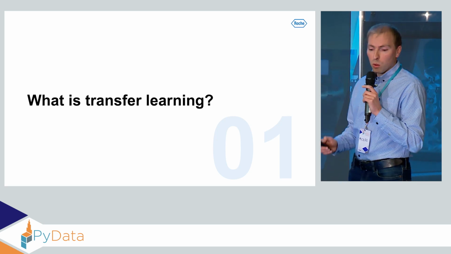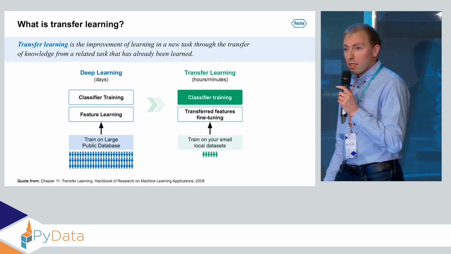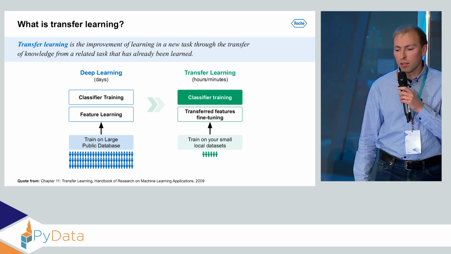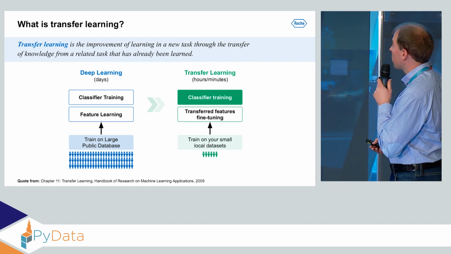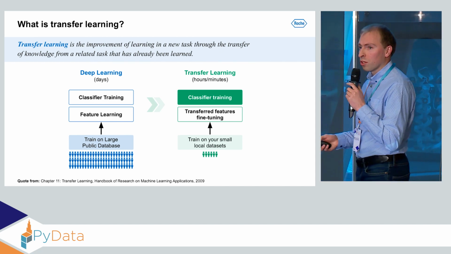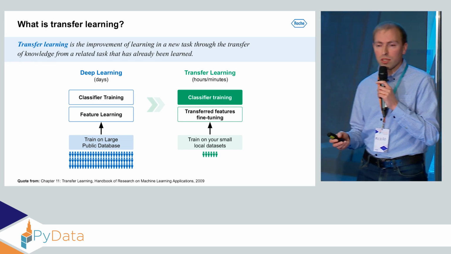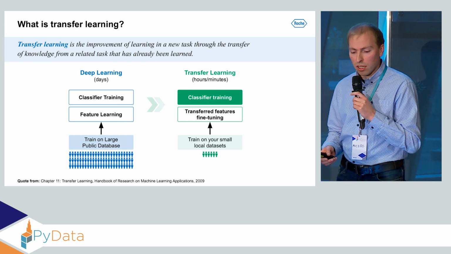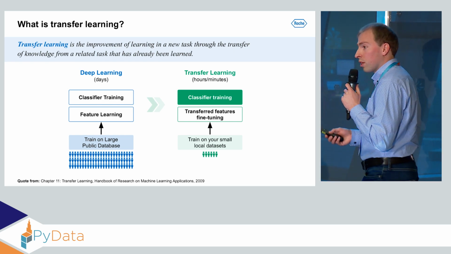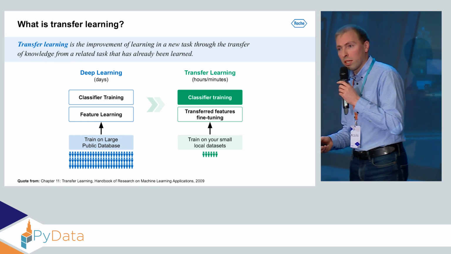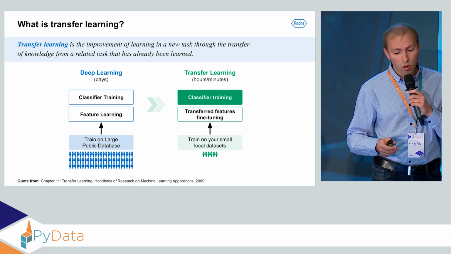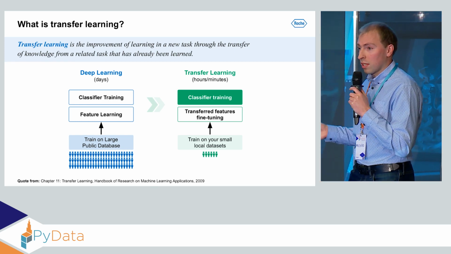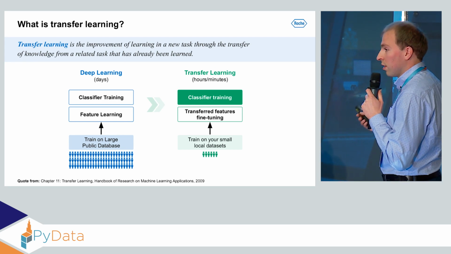Right. So, what is transfer learning? Transfer learning can be defined as the improvement of learning in a new task through the transfer of knowledge from a related task that has already been learned. In other words, we don't have to train our deep learning model from scratch. We can take one of the models that were pre-trained on a very large, publicly available dataset and hopefully reuse some or even most of the features in our own settings where we don't have that much data.